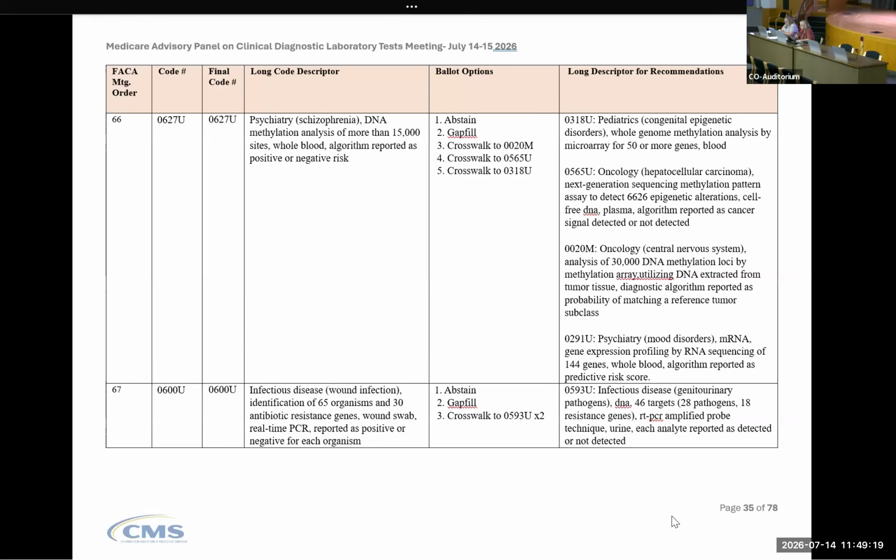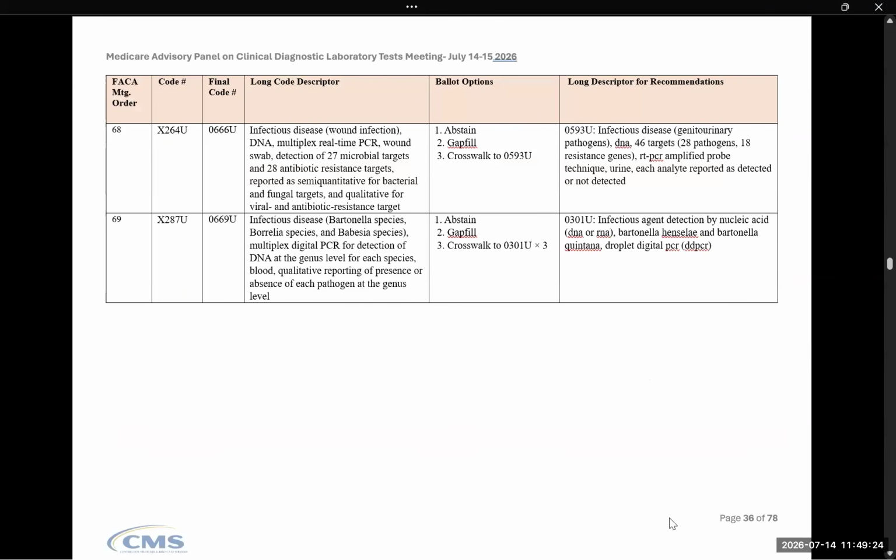Thank you. All right, next up, we have X264U with a final code number of 0666U. And Vicki, I believe this one's yours too. It is. X264U repurposed as 0666U is very similar to the previous discussion. However, there are only 55 targets, 27 microbial targets, and 28 antibiotic resistance targets, but using the same historical precedent, looking for the number of analytes and similarly complex specimen, we arrived at a suggested crosswalk to 0593U.